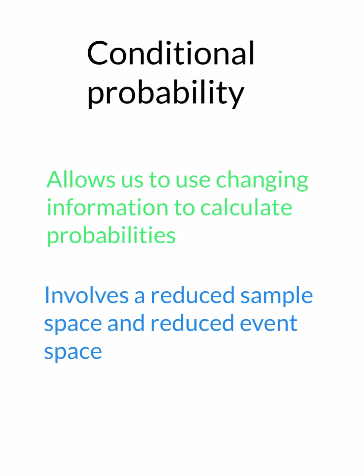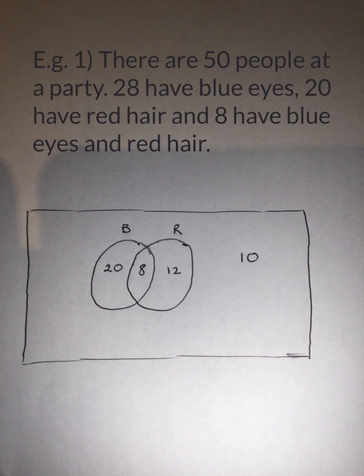Welcome to Conditional Probability. This allows us to use changing information to calculate probabilities. We'll still be using the probability formula, but it involves a reduced sample space and a reduced event space. So here's an example that would be just a normal probability question.